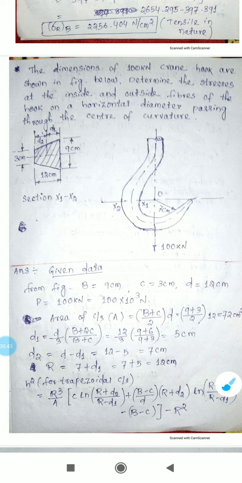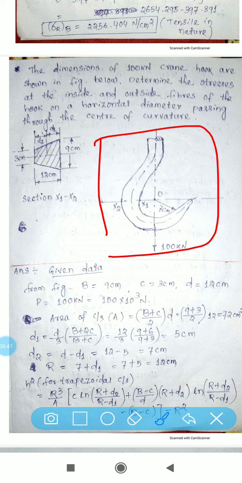First, see, this is your crane hook, looking like a crane hook. This figure is also related to a curved beam. In this case, the aim of this problem is to calculate the resultant stresses at the inner fiber, that is the x1 section, and the outer fiber, that is the x2 section.